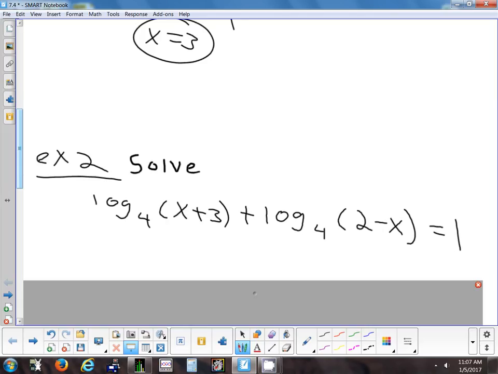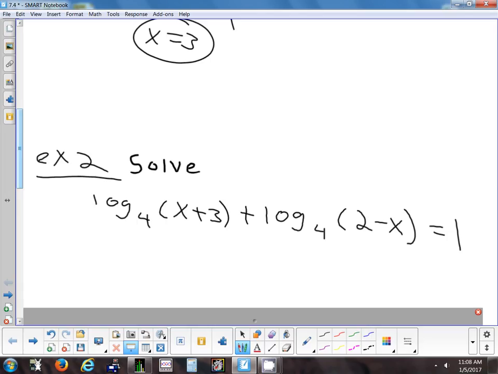Any thoughts? You can combine them. What do you want to combine? The two what? The argument. Yeah, we're going to combine these two logs. Anytime you have two logs on the same side of an equal sign and they have the same base, you combine them together as one log. That's going to be a little simpler. And when I combine them, what's going to be the base? 4. It's going to stay 4.